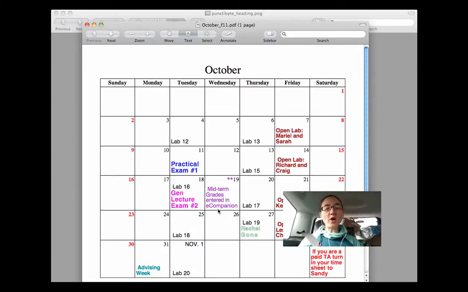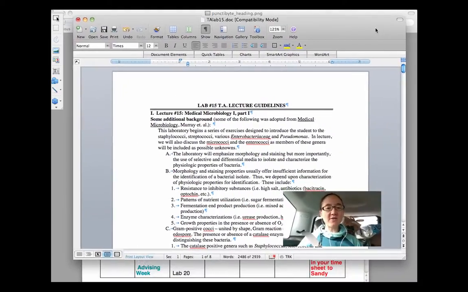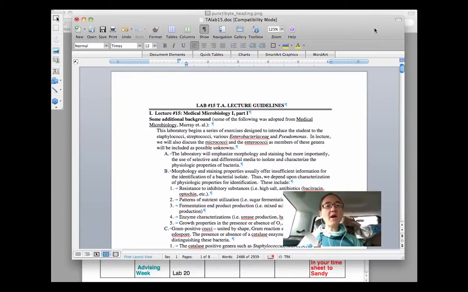Richard and Craig, you have open lab this week, but not before. We will be doing lab 15 on Thursday, and lab 15 is a big one. So I'm going to bring up the TA guideline for lab 15. I know that many of you will not be doing the lecture for this lab, but if you are, this is one you want to begin to study ahead of time.